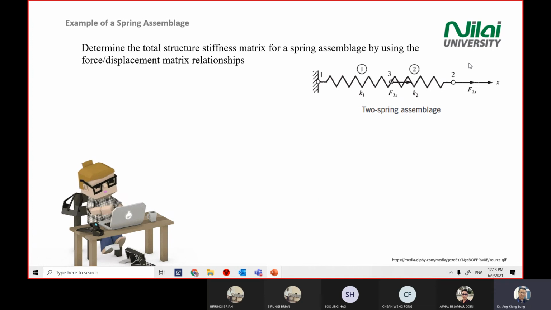Any question on the diagram? Any question? No, sir. No, okay.